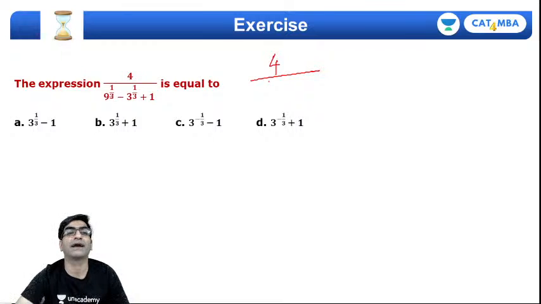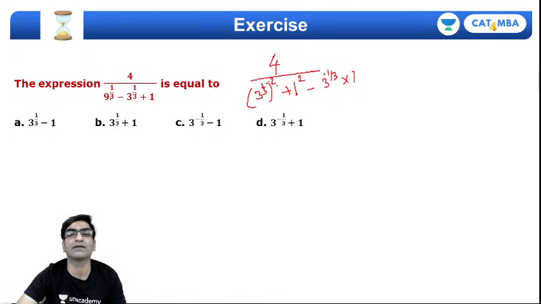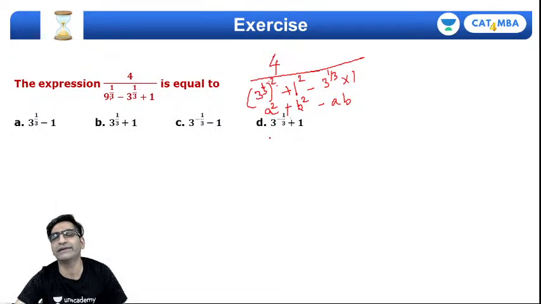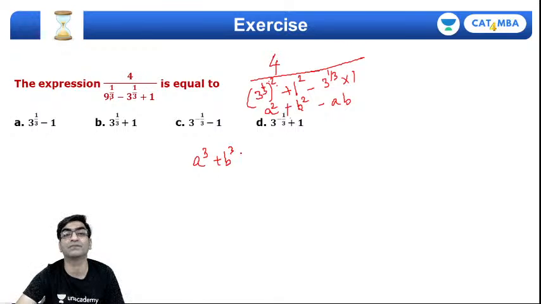But I can rewrite the denominator expression as 3 power 1 by 3 whole square, because that will be 3 power 2 by 3 or 9 power 1 by 3, minus, so instead of that I'm going to say plus 1 square minus 3 power 1 by 3 into 1. Think about this as A, think about this as B. So this is A square, this is B square, this is minus AB. Do I remember an identity that has A square plus B square minus AB? Yes, that's A cube plus B cube. What is that equal to? A plus B into A square plus B square minus AB.